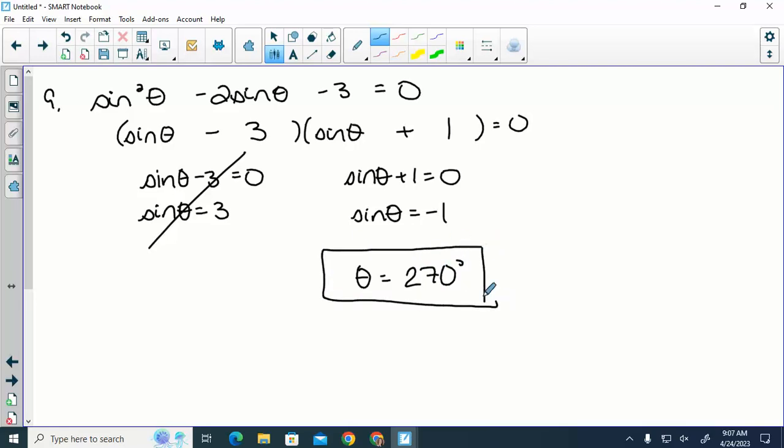If I said all possible, what would you put on the end of that? Plus 360k and then you put k as an integer. Perfect. Plus 360k, where k is an integer. If I say all possible and you're in radians, then it's plus 2 pi. All right. Let's look at problem 10.